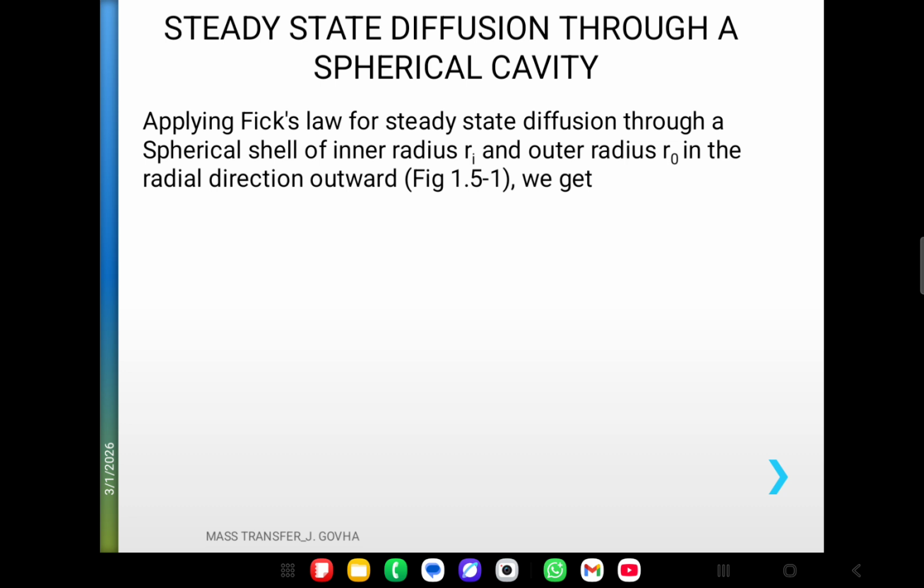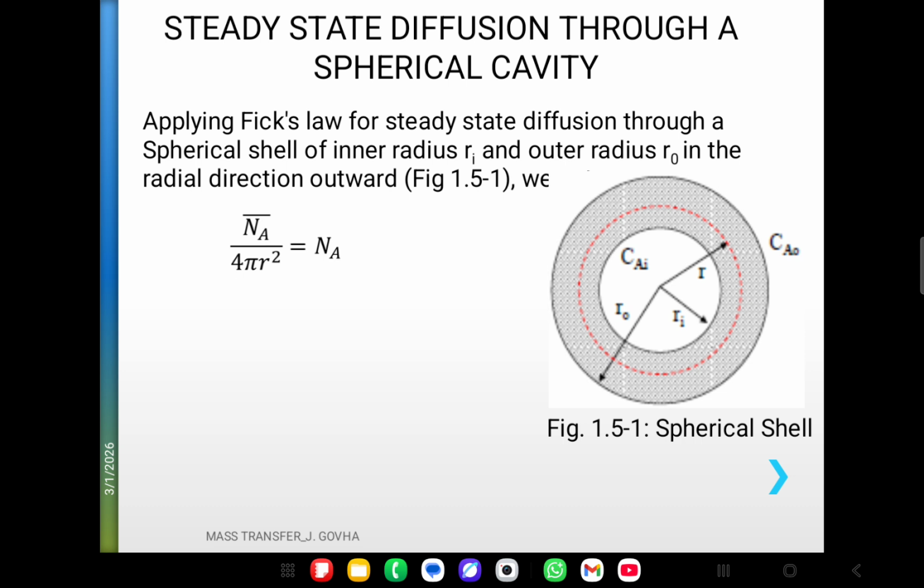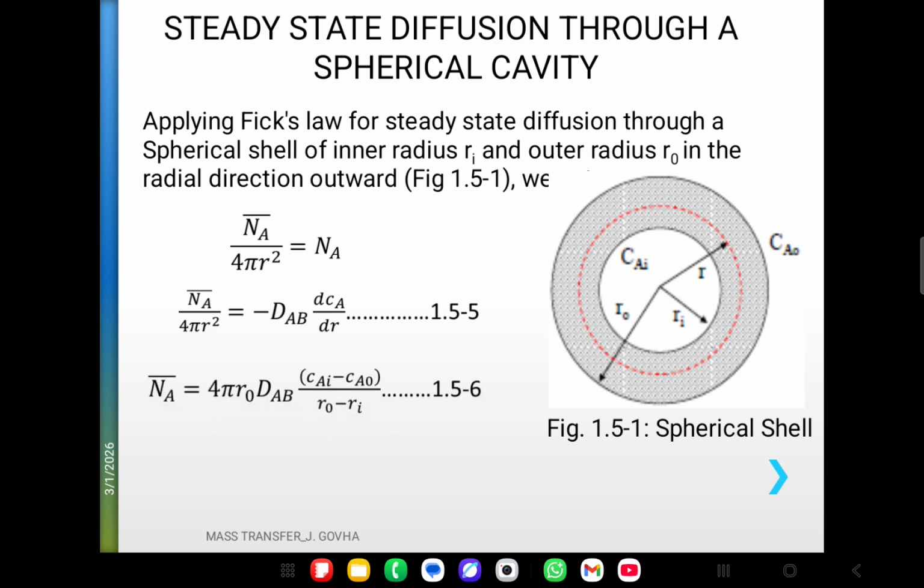Now steady state diffusion through a spherical cavity. Looking at that diagram, the spherical shell, going back again to NA over the area, which is 4 pi r squared, which we will again equate to minus DAB dCA over dr. Then after integration, this is what we get.